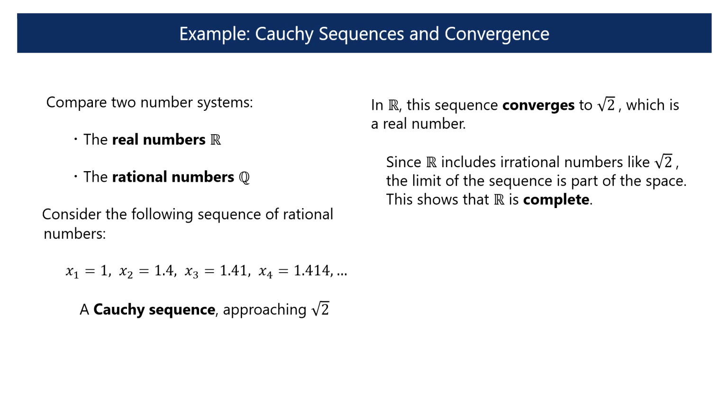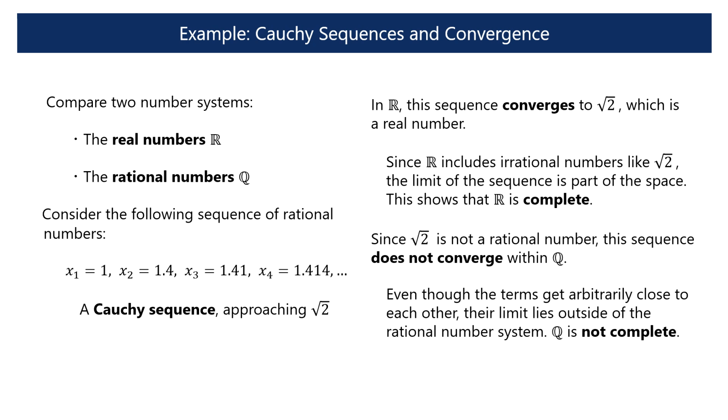Since R includes irrational numbers like the square root of 2, the limit of the sequence is part of the space. This shows that R is complete. In contrast, the square root of 2 is not a rational number. This sequence does not converge within Q. Even though the terms get arbitrarily close to each other, their limit lies outside of the rational number system. That means Q is not complete. So, even though the same sequence is Cauchy in both Q and R, only R is complete because it contains the limit.